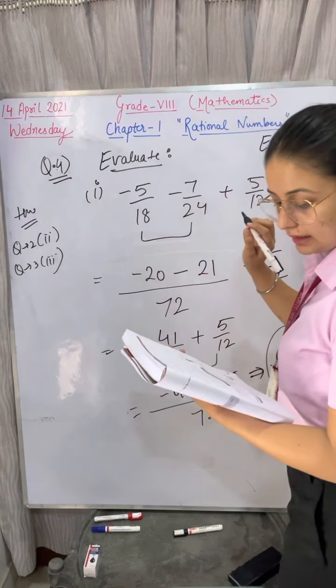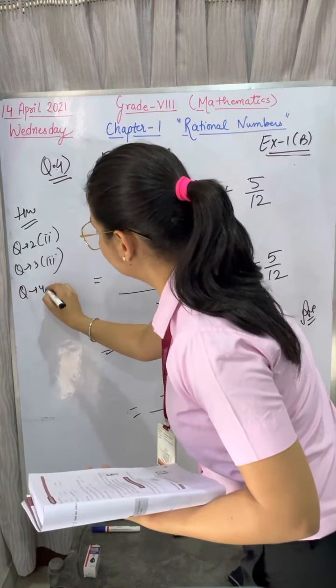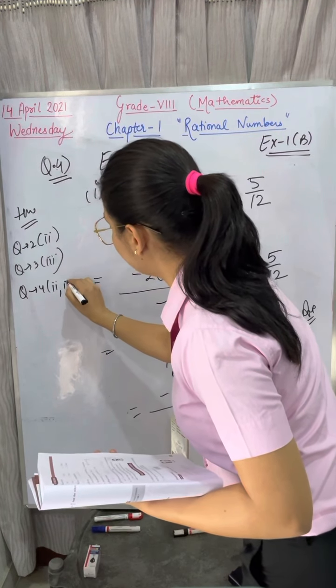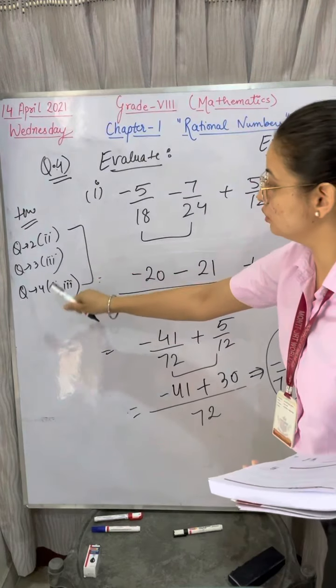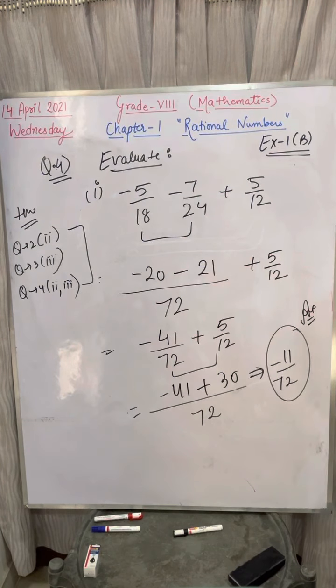Now this fourth question, write down question fourth, second part and third part are the homework. Only these are today's homework. Okay, 1, 2, 3, 4. 4 questions. Okay, 4 questions.